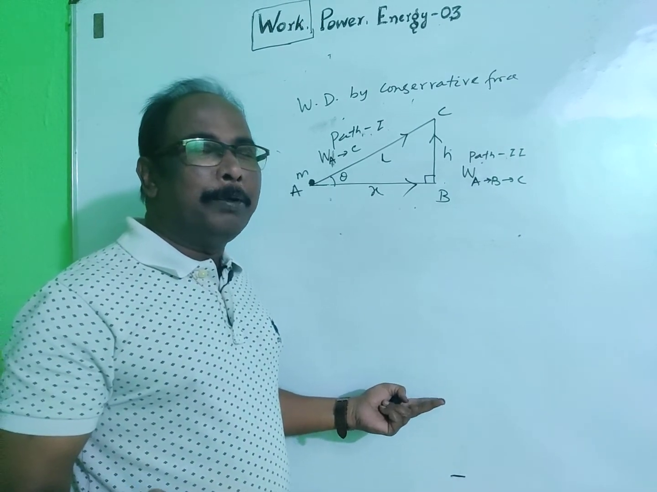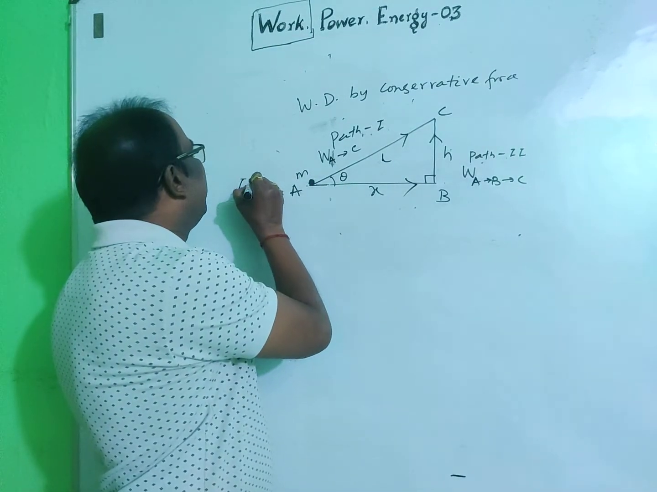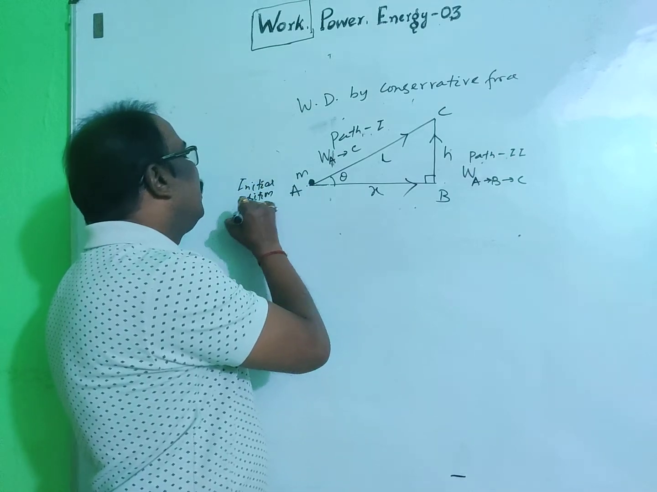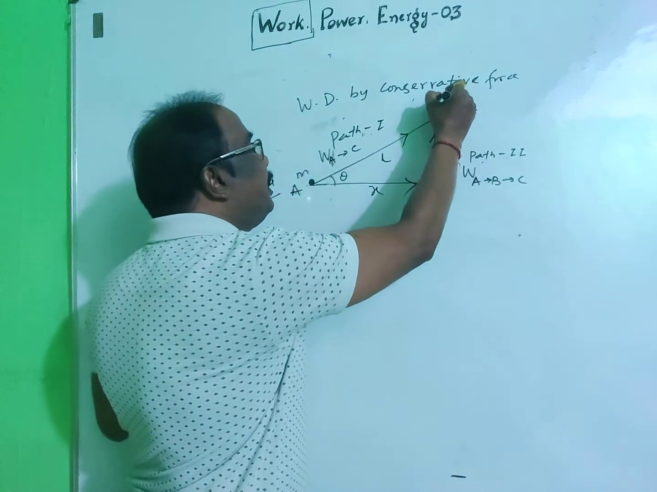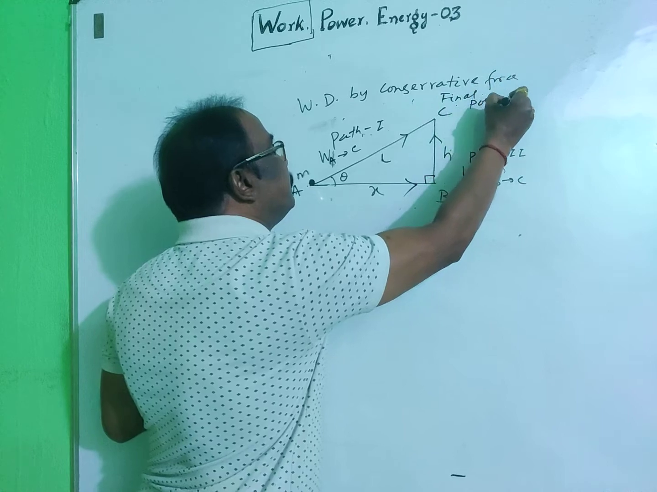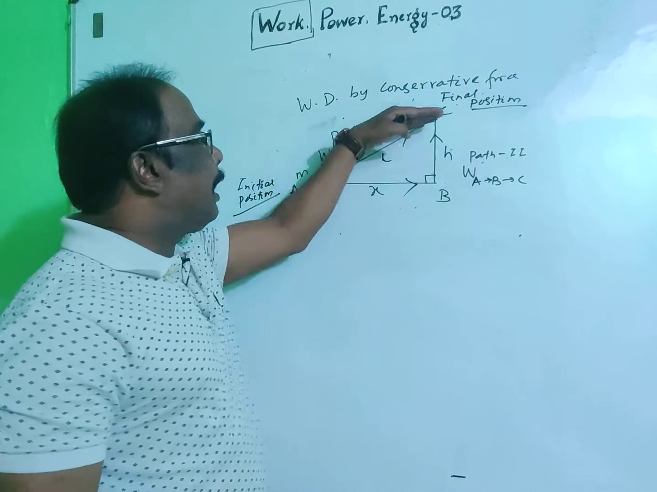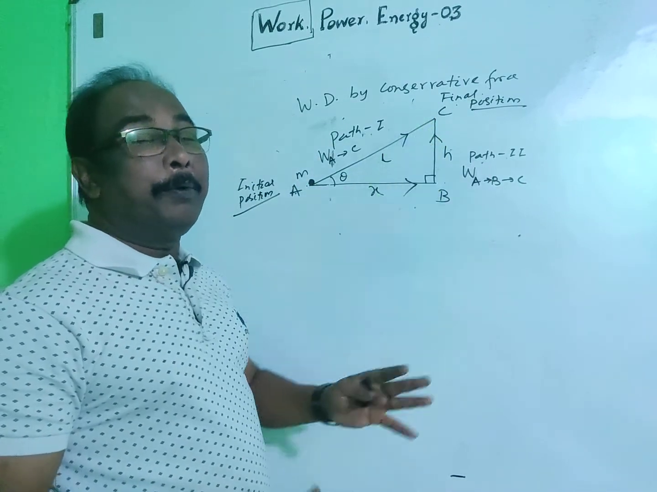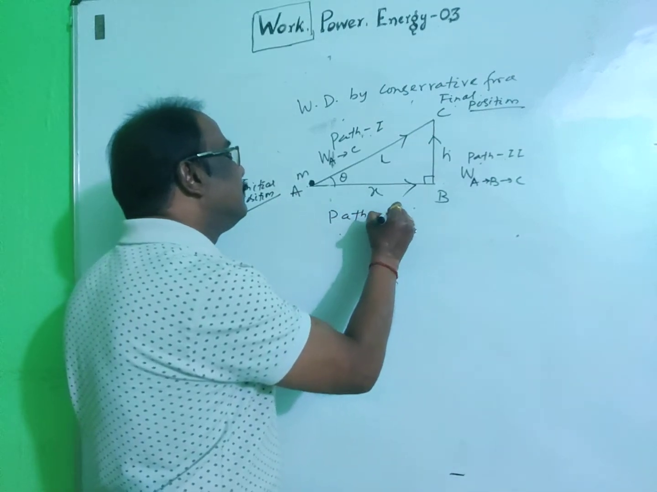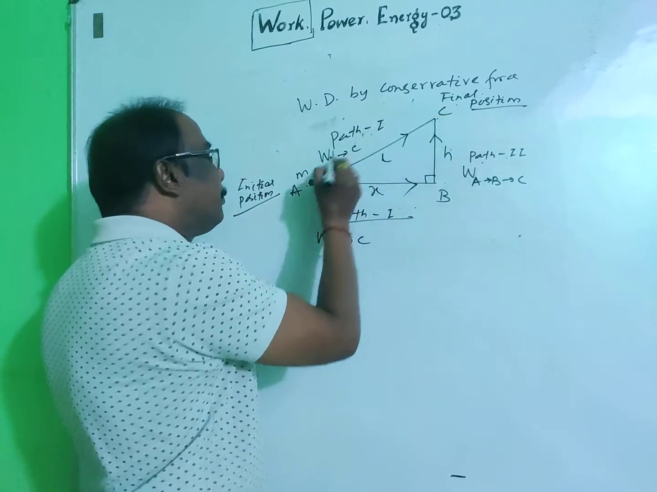Work done by a conservative force is independent of path length, but depends upon the initial and final position. A is the initial position and C is the final position. This is path 1, this is path 2. We have to prove that work is the same. In path 1, work done from A to C, from initial to final position.